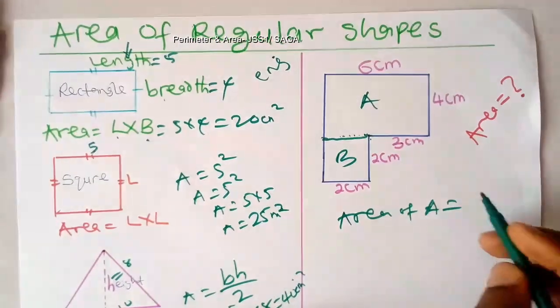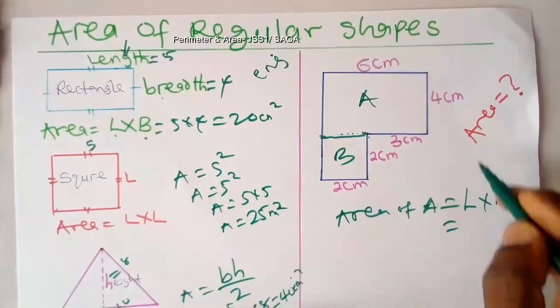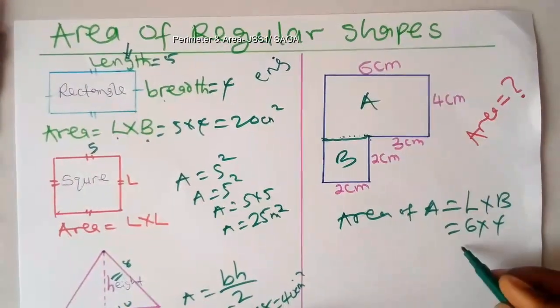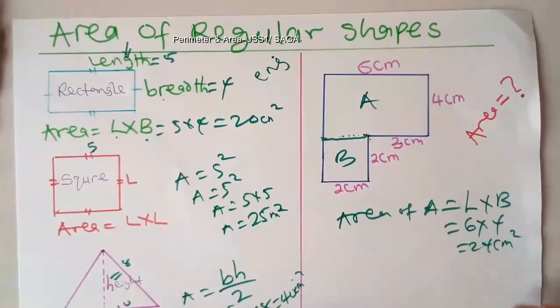Area of A, of this shape, is length times the breadth. The length is 6 and the breadth is 4. 6 times 4, that is what? 24 centimeter square.